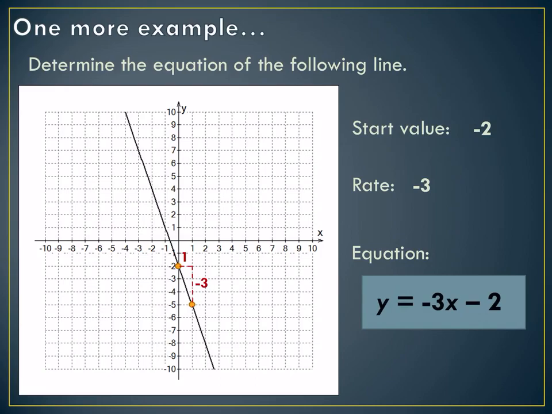And then I'm ready to make my equation. You might have to go look back at that fancy box to know where everything goes. And the equation looks like that. -3 is the rate, so it goes with the x. And then the -2 is the start value, so it goes out there by itself.